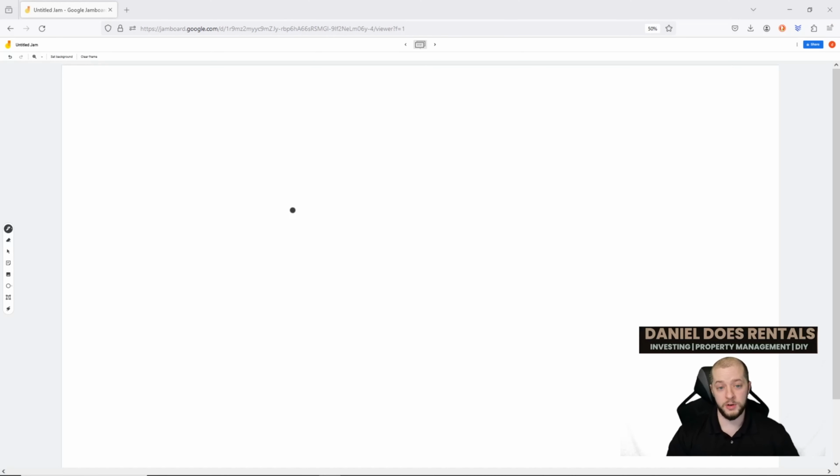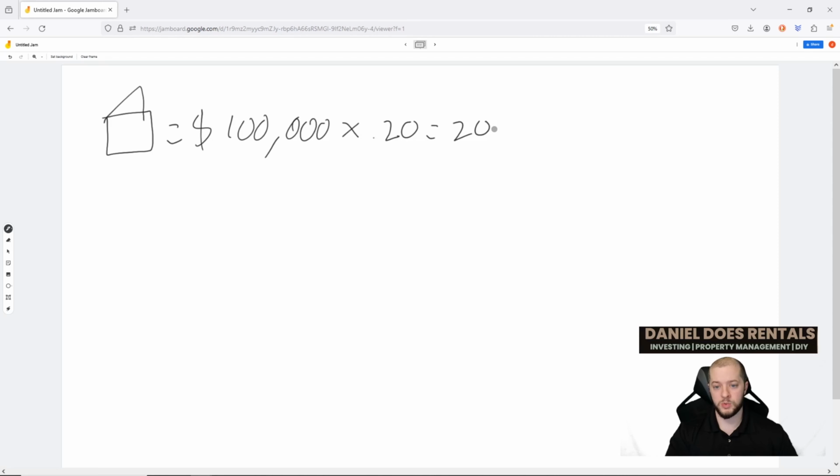Okay, now that we have our yearly cash flow, let's figure out our cash on cash return. So let's say the house we purchased cost $100,000. We have to put 20% down. So we're going to times that by 20%. That's going to give us $20,000 for a down payment. We have 4% in closing cost, which is going to be $4,000. Add those together, we have $24,000 as our initial investment.